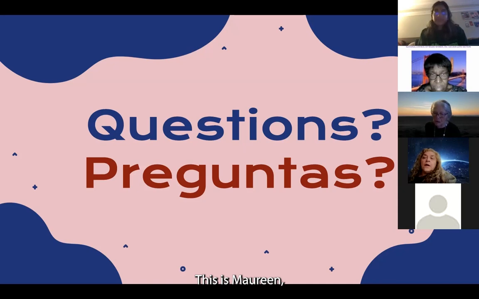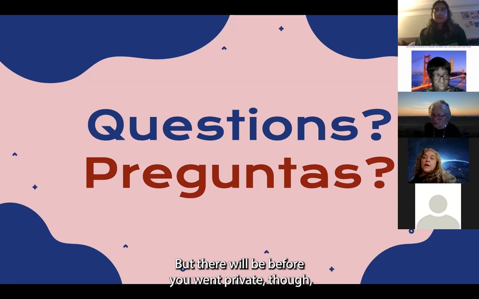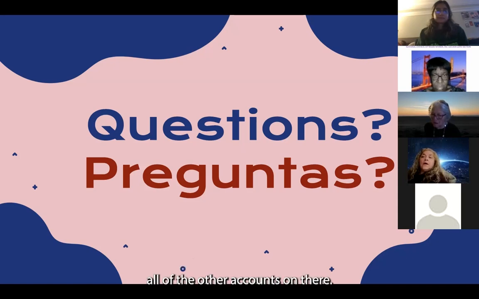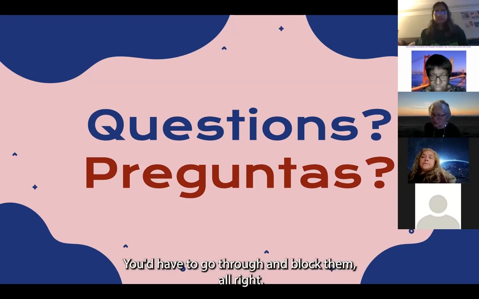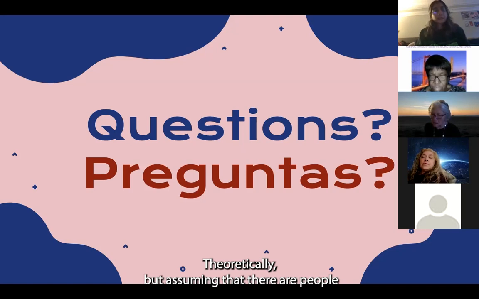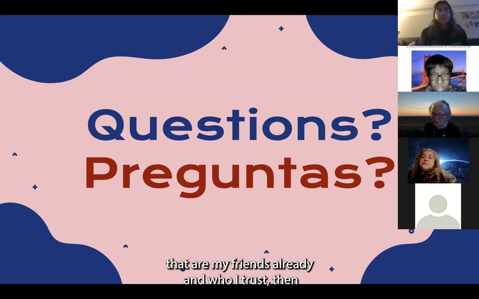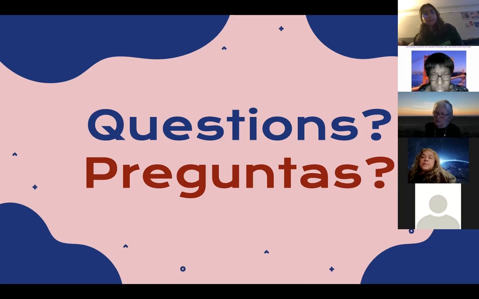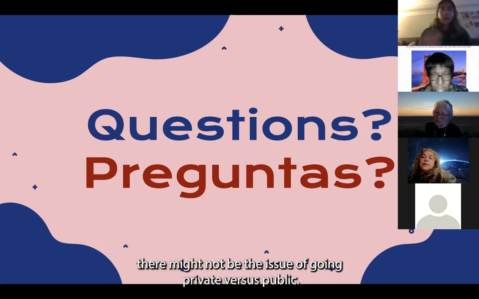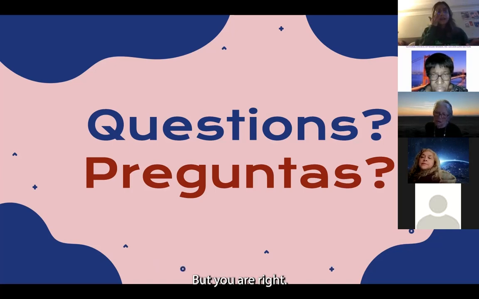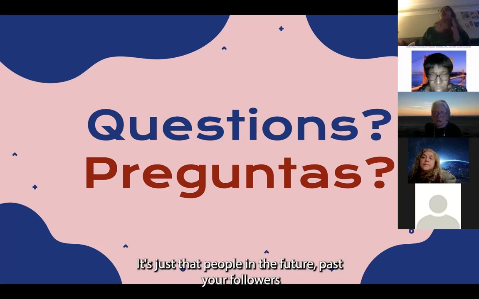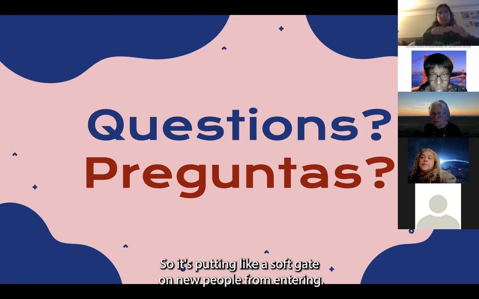This is Maureen. But you said that before you went private, all the other accounts on there, you'd have to go through and block them all, right? Theoretically, but assuming that they're people that are my friends already and who I trust, then there might not be the issue of going private versus public. But you are right. It's just that people in the future past your followers will not be able to see your tweets. So it's putting like a soft gate on new people from entering.